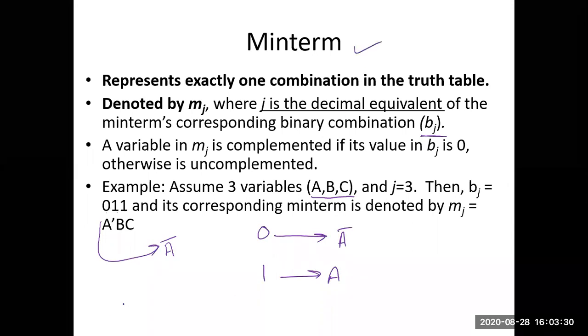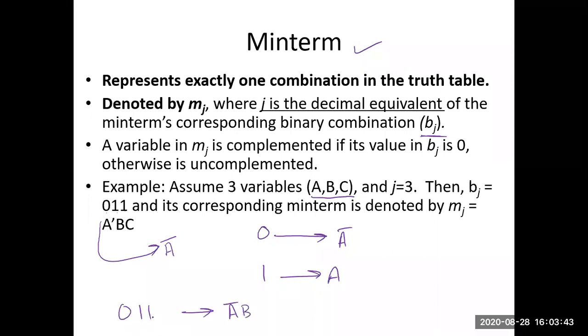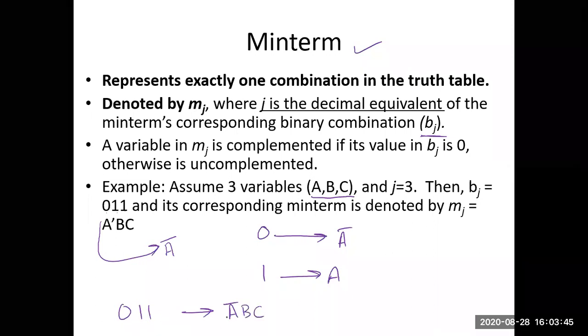So basically you need to write 0, 1, 1 with the help of three variables a, b, c. For 0 you write a bar, b is 1 so you write b, and c is 1 so you write c. So 0, 1, 1 is represented by a bar, b, c.